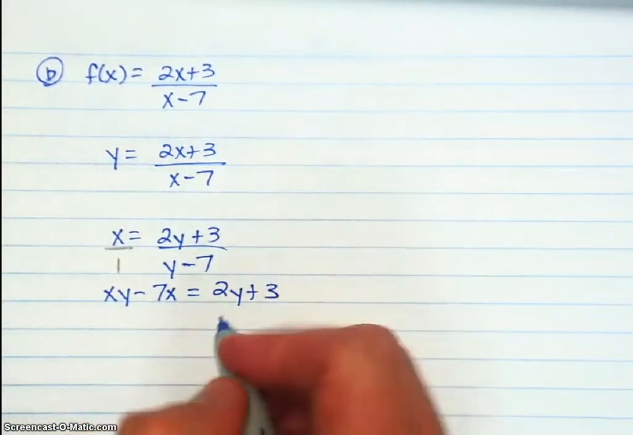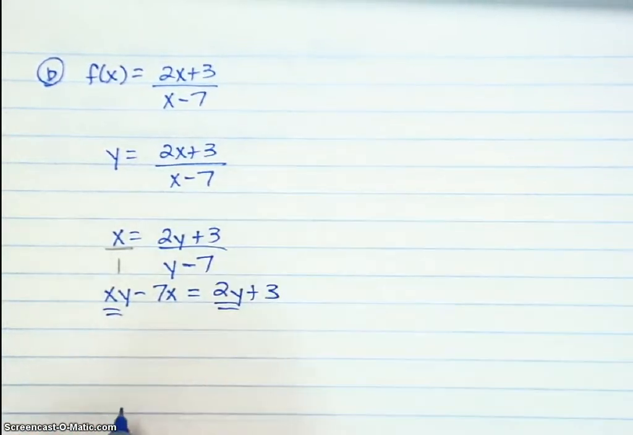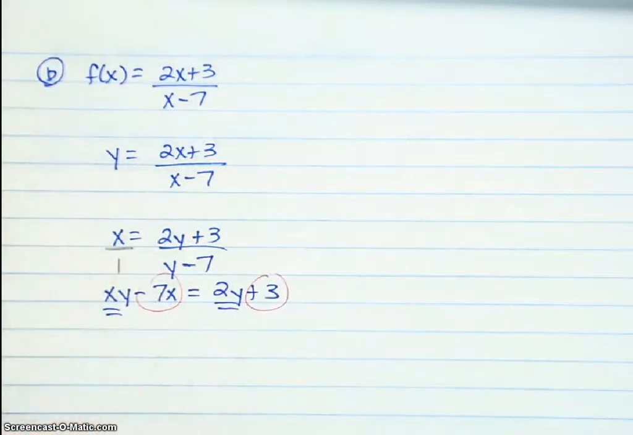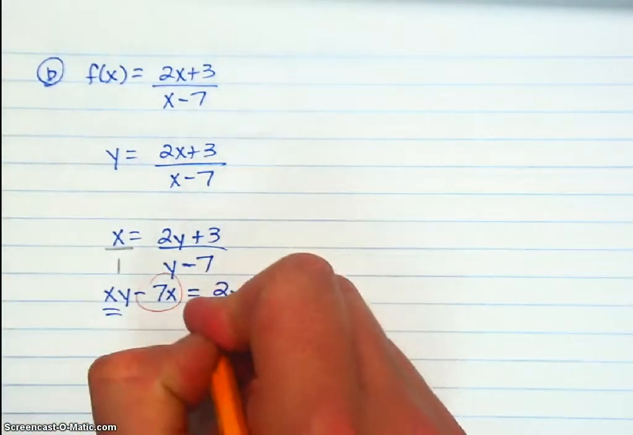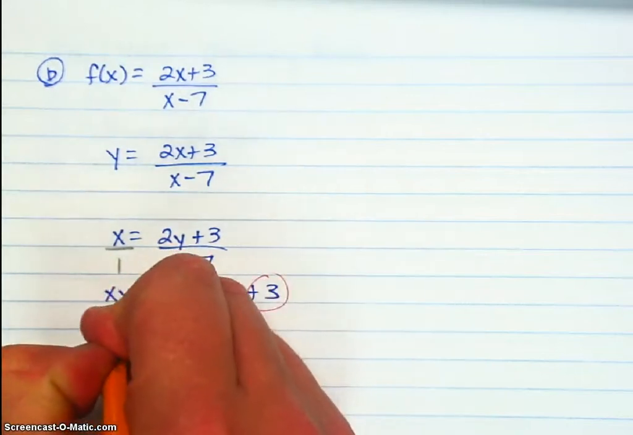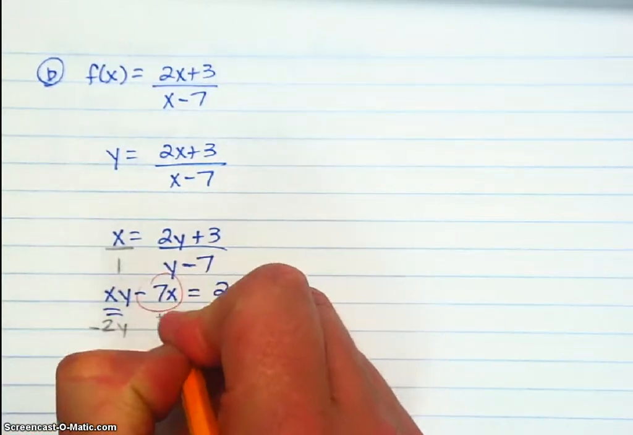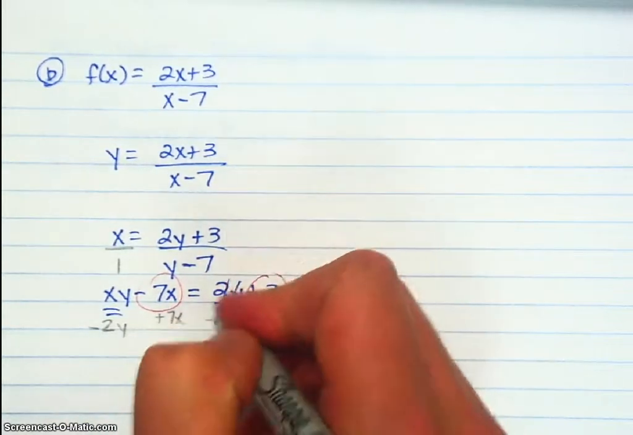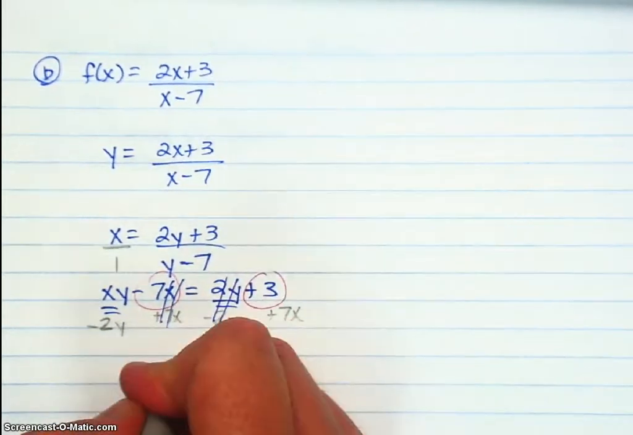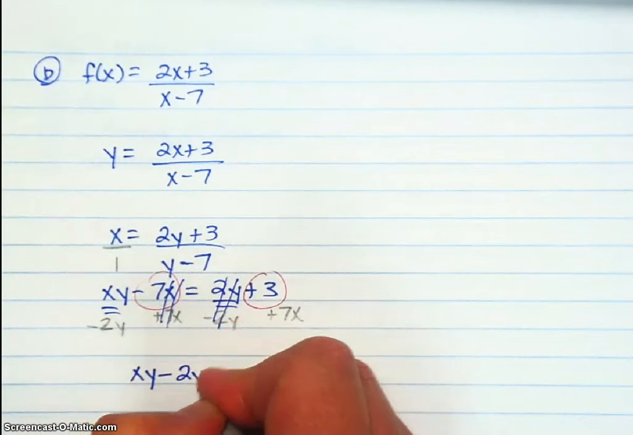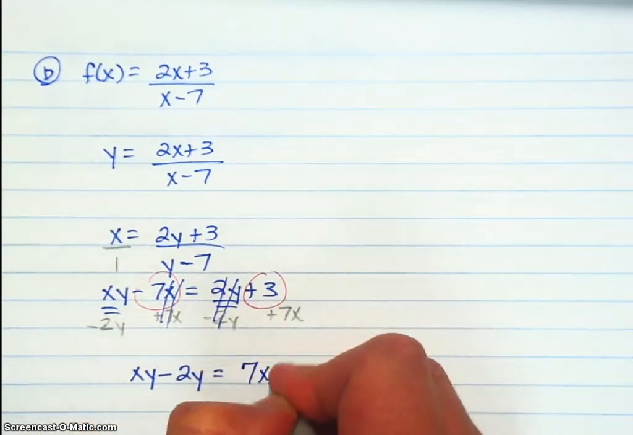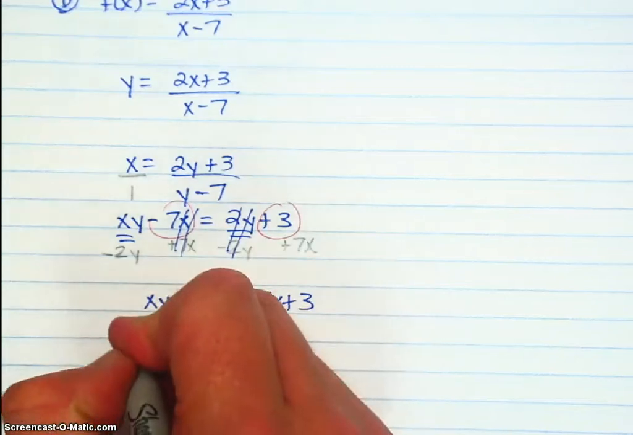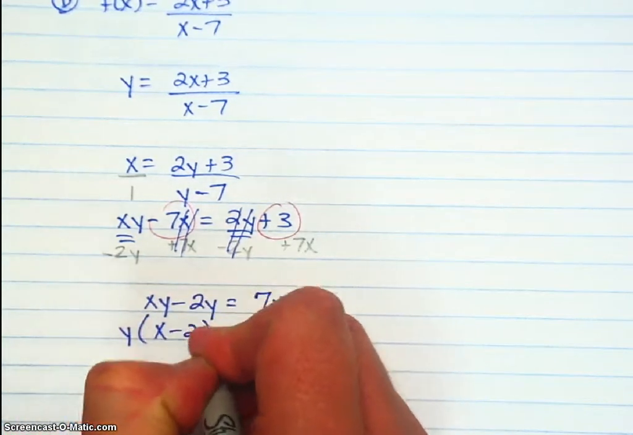Again, we want everything with a y in it to come to the left, and everything without a y, which would be this negative 7x and the 3, to go to the right. So I'm going to subtract 2y here. I'm going to add 7x here. All right, so the 2y's cancel, the 7x's cancel. So here I'm left with xy minus 2y, and over here I have 7x plus 3. Again, we're going to factor out a y, and that leaves me with x minus 2.